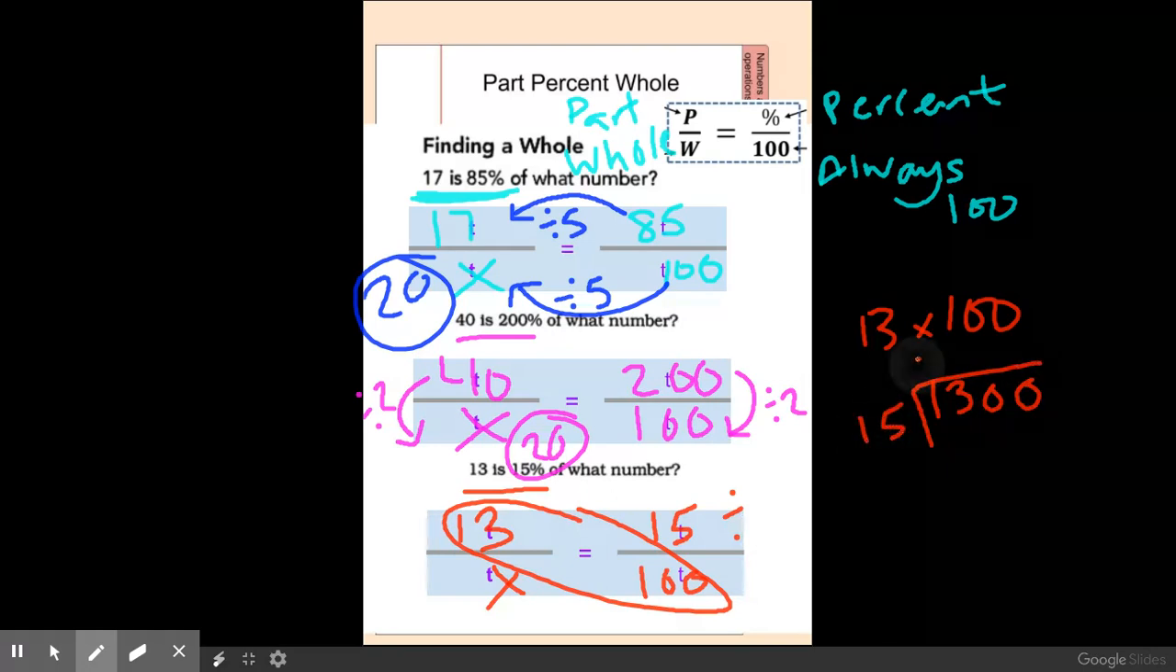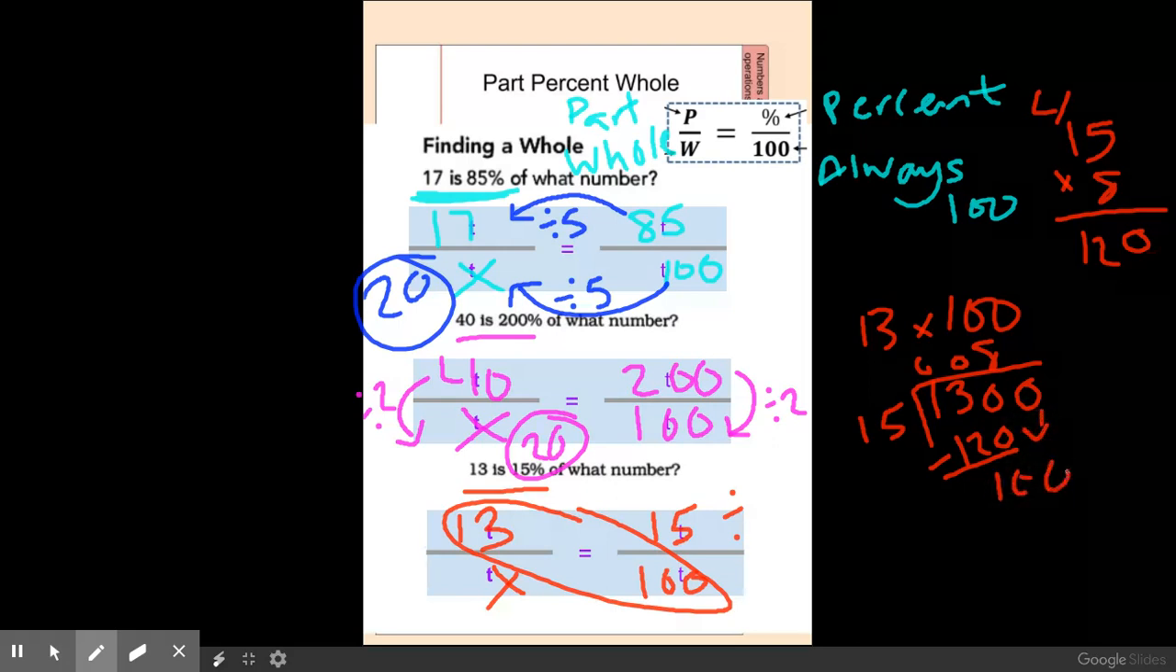Okay, so 15 does not go into 13. How many times does 15 go into 130? Let's try this. Let's do 15 times 8 and see where that gets us. So 5 times 8 is 40. 8 times 1 is 8, plus 4 is 12, so 120, and it's not going to fit one more time, so that's the magic number. So minus 120, we're going to have 10 left over, bring down the 0.